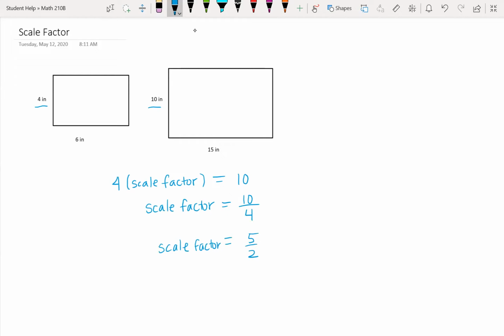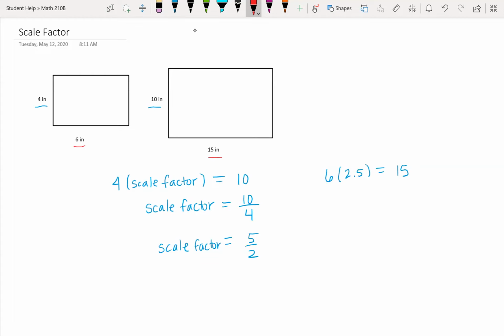So if I were to take and say check 6 and multiply that by 2.5, I would get 15. And that shows that these two sides also correspond with one another. So the scale factor, again, is what's multiplied for any of the linear lengths, meaning any of the sides.